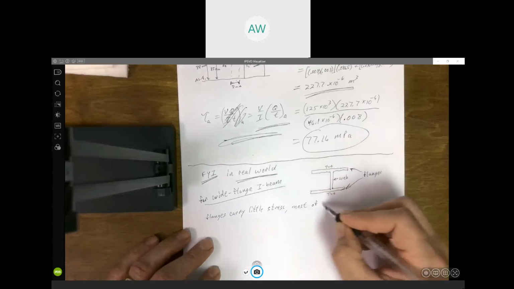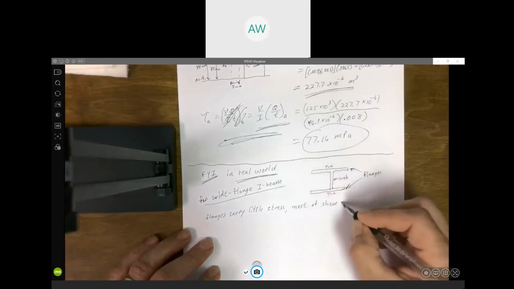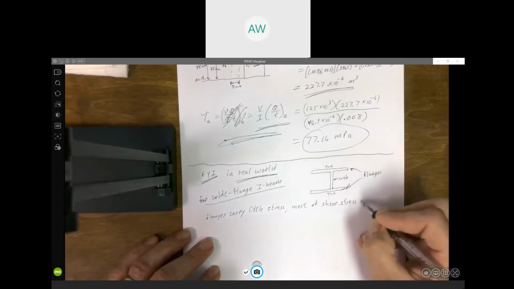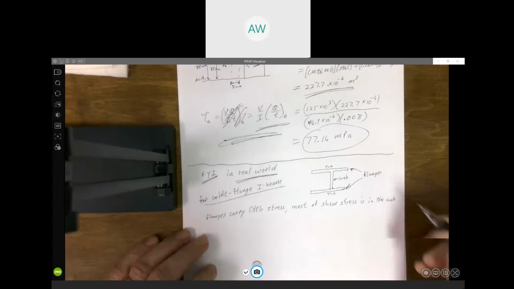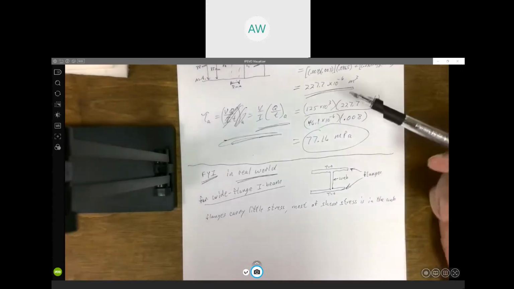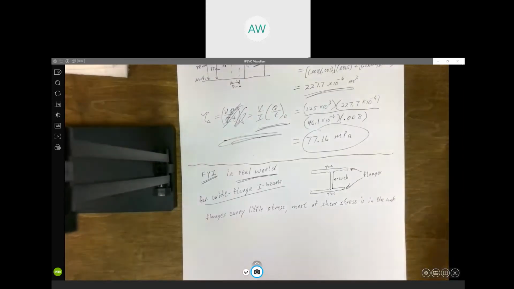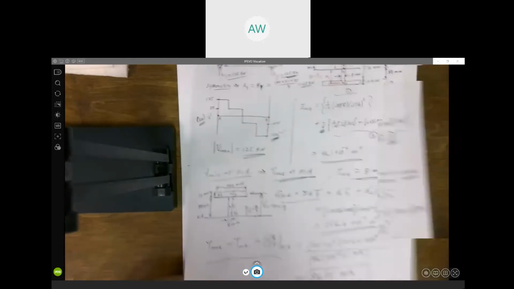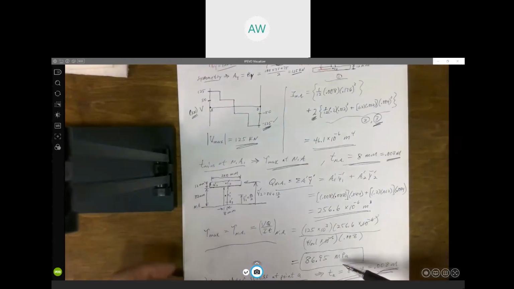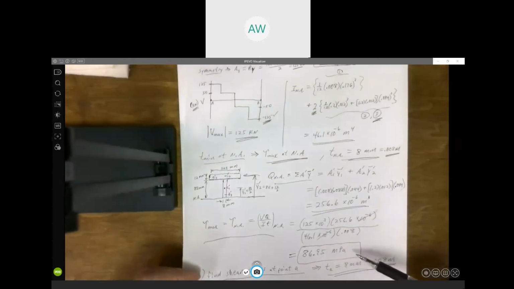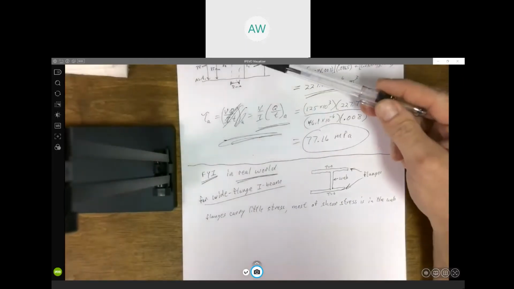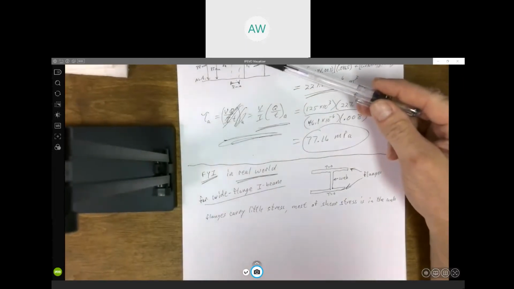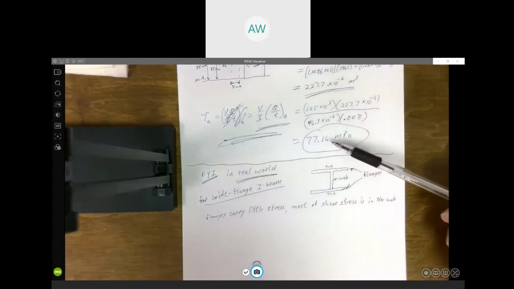Most of the shear stress is in the web. Notice, look at this example we just did. What we found the maximum was 86.95. Right, we went almost all the way to the top of the web, only 3 millimeters from the bottom of that flange. It only went down to 77.